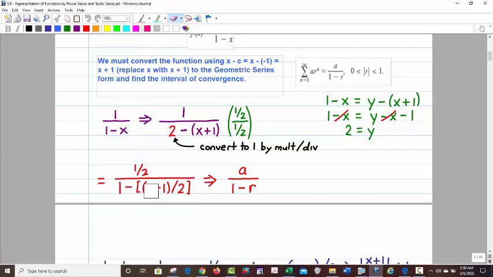So now this expression here in red is what we need. We can convert that over to a divided by 1 minus r. That just means a will equal 1/2, and r will now be x plus 1 divided by 2, because it also needs to be multiplied by 1/2. So it's x plus 1 over 2.